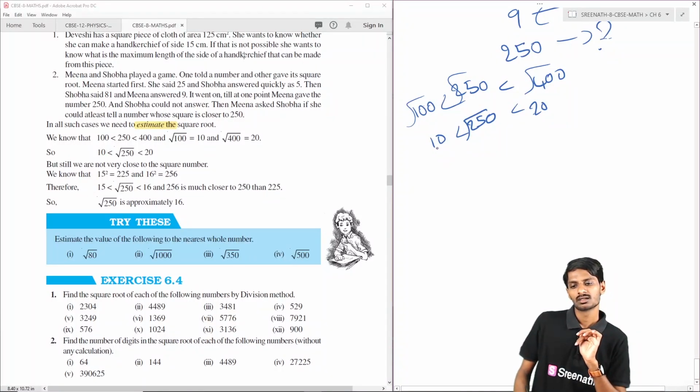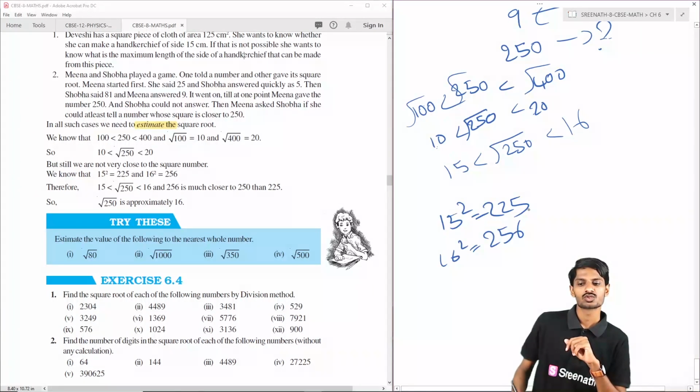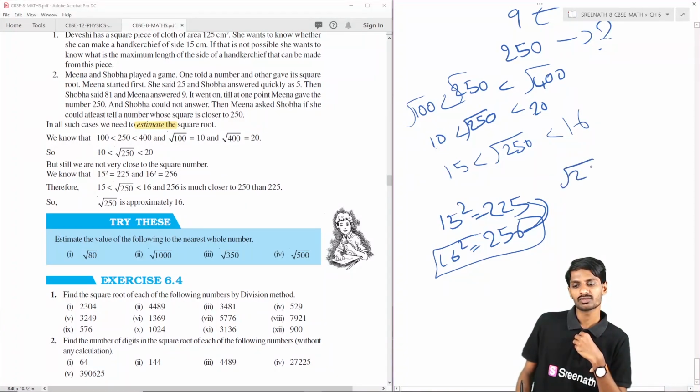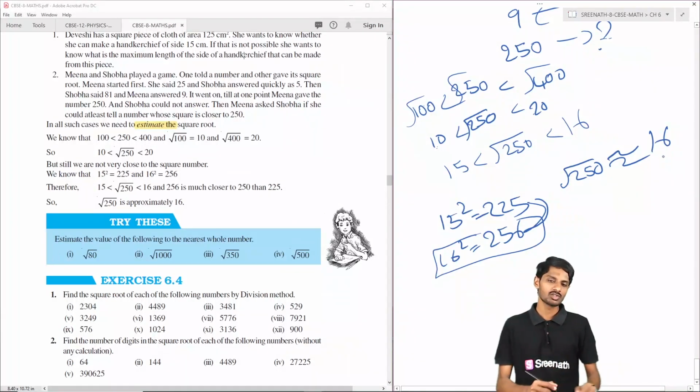So we know that if you decrease it to 15, it is less than 250, and it is less than 16 also. How do you know, sir? 15 square is equal to 225 and 16 square is equal to what? 256. So between these two numbers is 250. And one more thing is, it is closer to 16 than 15. So we can estimate that root 250 is approximately the square root of 16, that is 16. In that way you can estimate.